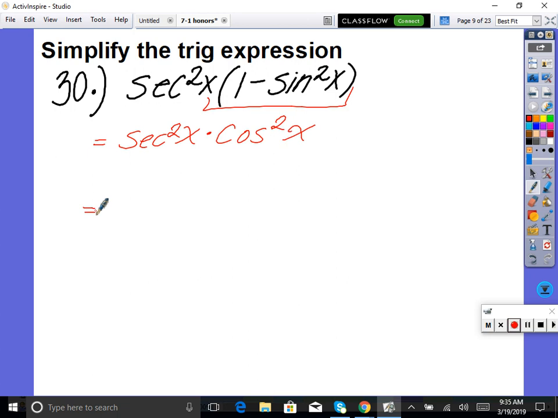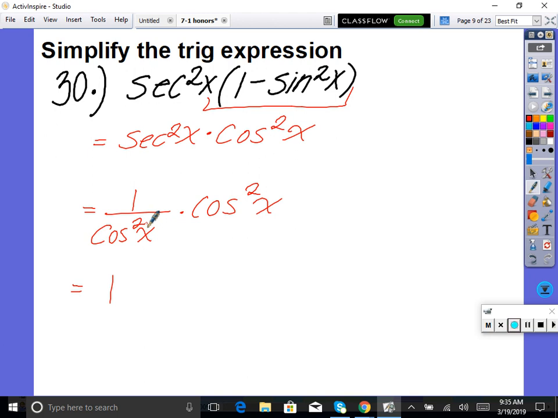You don't get to do it in your head, right? So I need you to tell me what you do next. Secant squared x is equal to 1 over cosine squared x. Good, so we have 1 over cosine squared x times cosine squared x, which is? 1. Okay, good. Because cosine squared over cosine squared is 1. Perfect. That would be the perfect amount of work that would need to be shown for an exam.